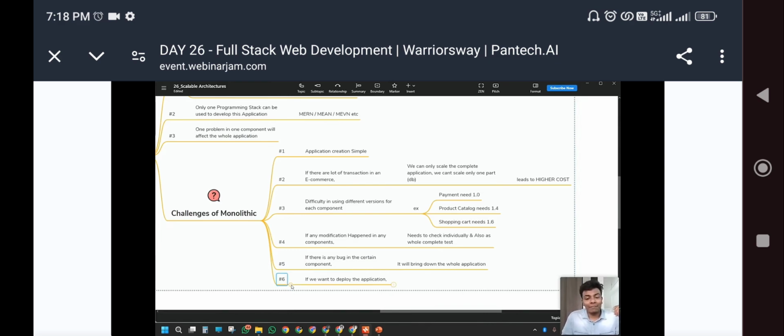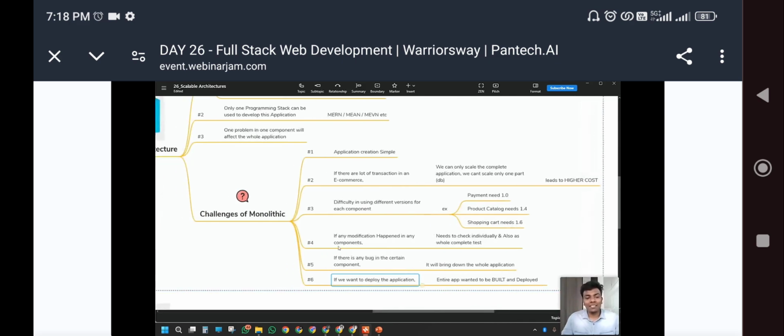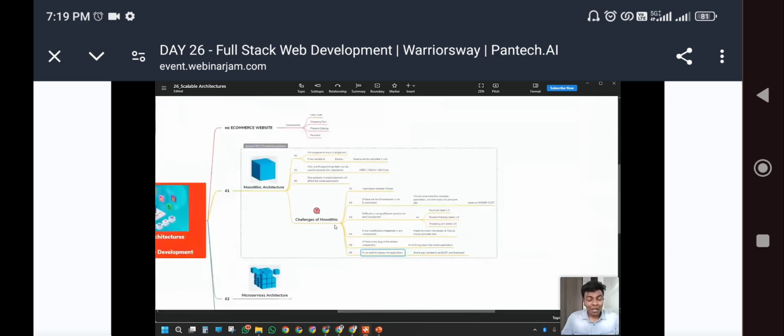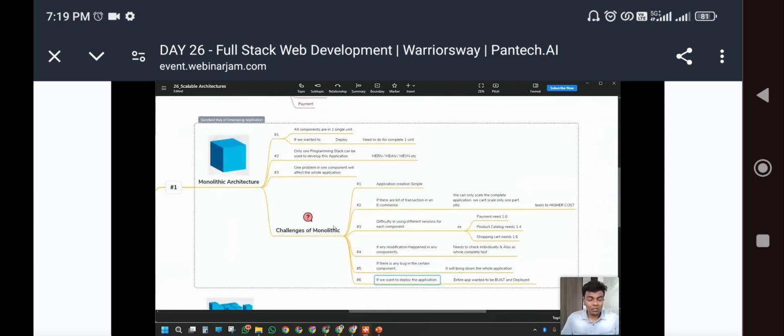And the sixth point is, if we want to deploy this application, the entire app needs to be built and deployed. But it is easy, you can ask me why it is listed as a disadvantage. But you just imagine, if the application is bigger, you need to build the whole application instead of building individual components. Okay, that is what monolithic is all about. Even though a bigger company like Google also uses monolithic, monolithic is more suitable for that specific small scale of application.